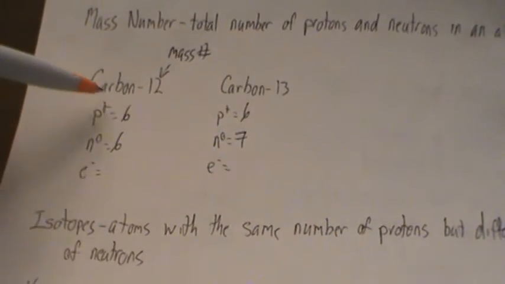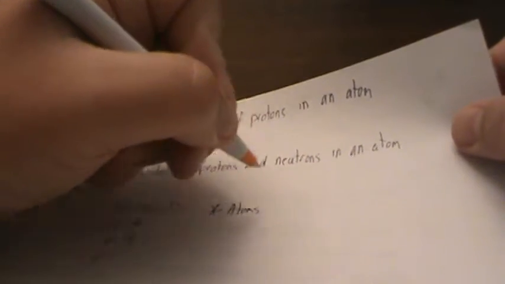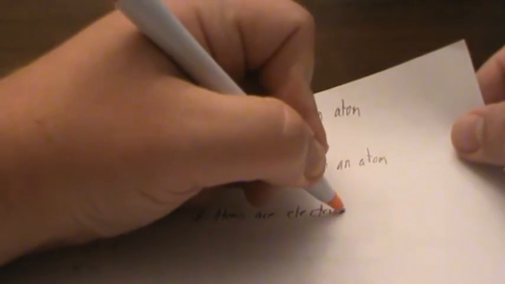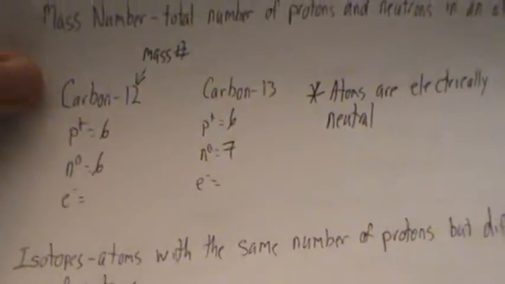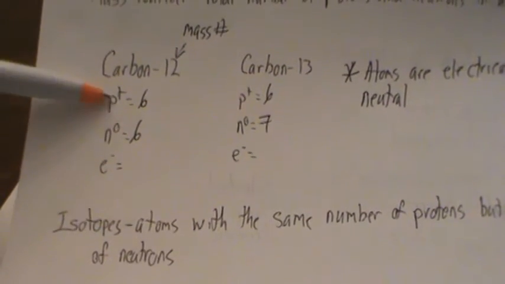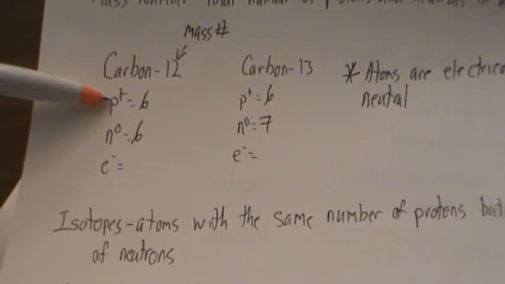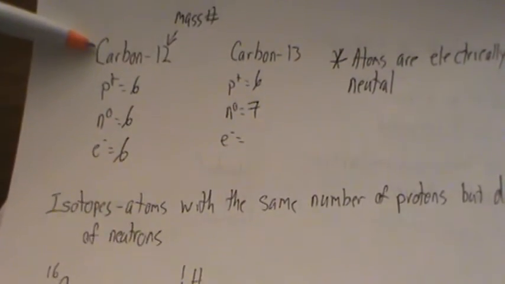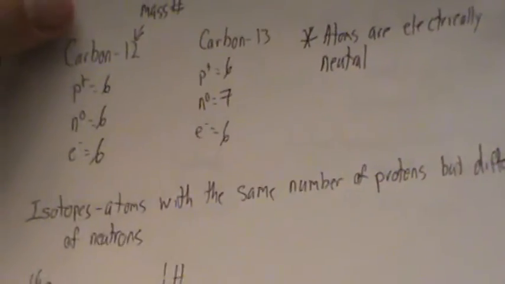Now to figure out how many electrons we have in each one, we need to know this little bit of information. Atoms are electrically neutral. And the only two subatomic particles that have a charge to them are protons and electrons. So since we have 6 protons, that means that we're going to have 6 electrons to make this electrically neutral. Same thing with carbon 13. We have 6 protons, we're going to have 6 electrons.